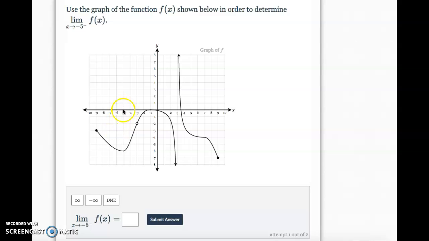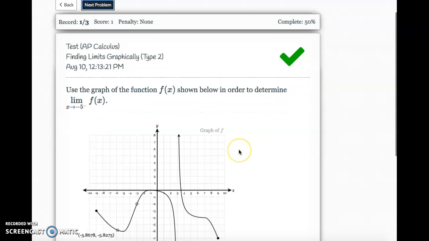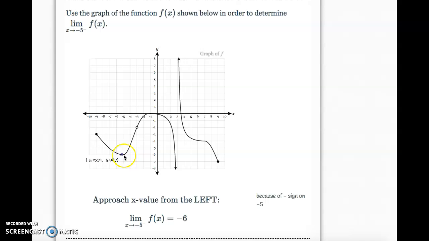So here's -5, and then I'm going to follow my graph as I get really close to -5 from the left-hand side. It looks like my y value is going to be -6. Nice. And then I'll do one more of these. Again, they'll do the visual for you.